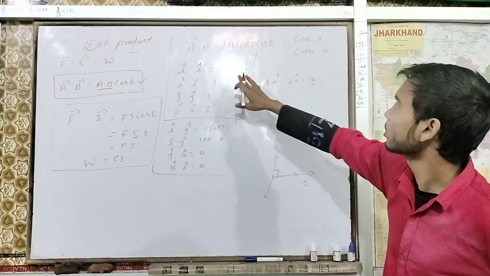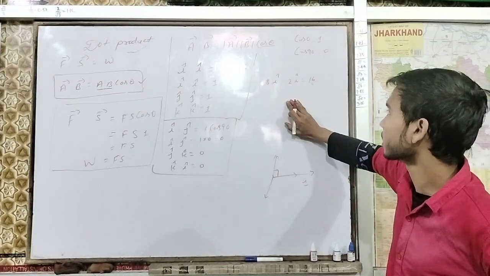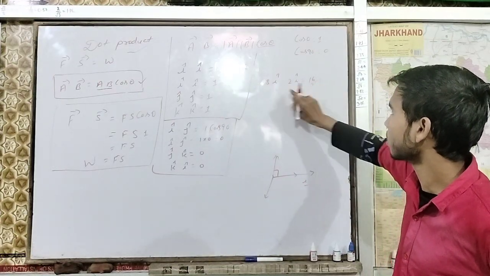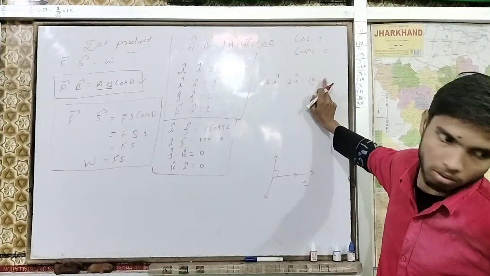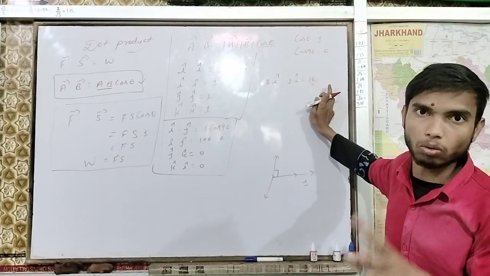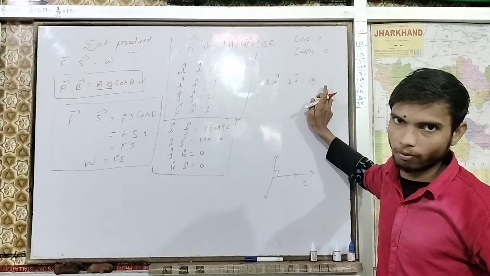But my question is, what about the cos theta? So here this is i cap, so of course cos 0 is coming. So the value will be 1.